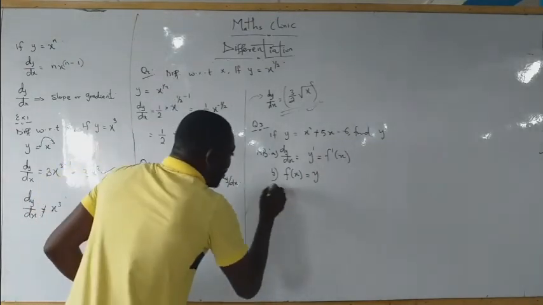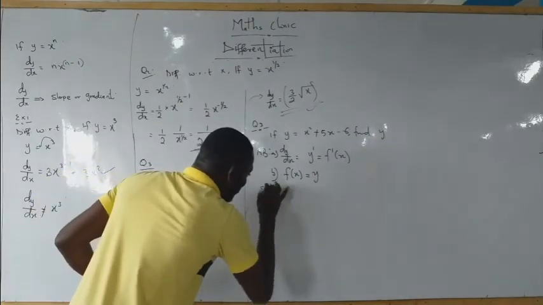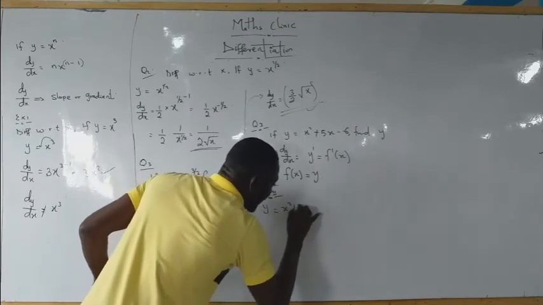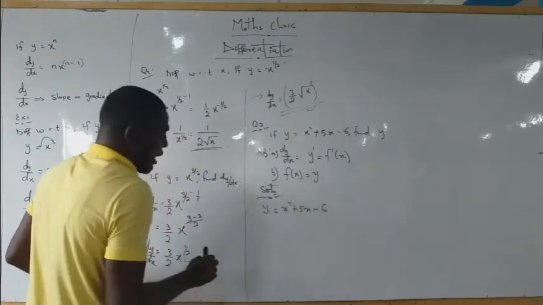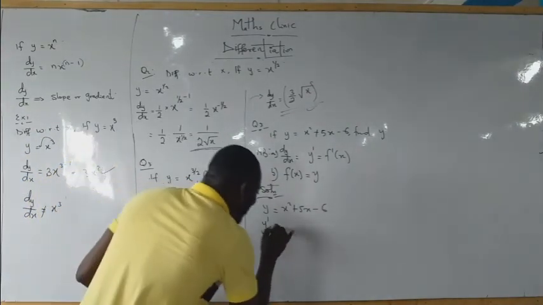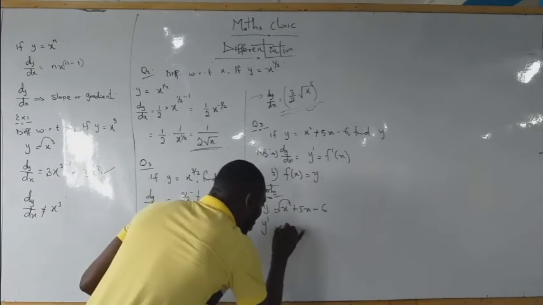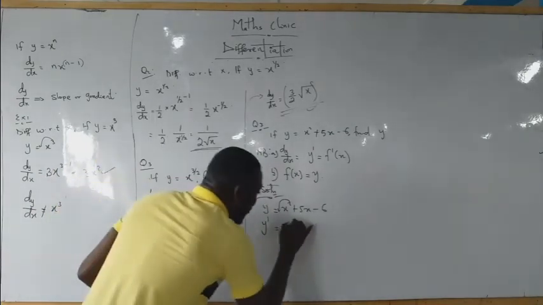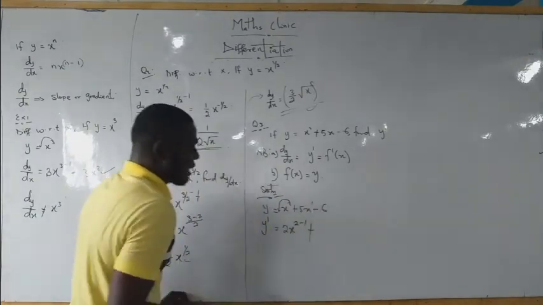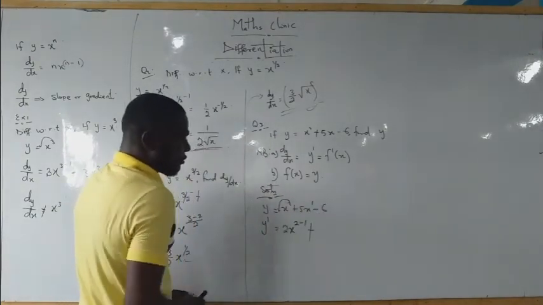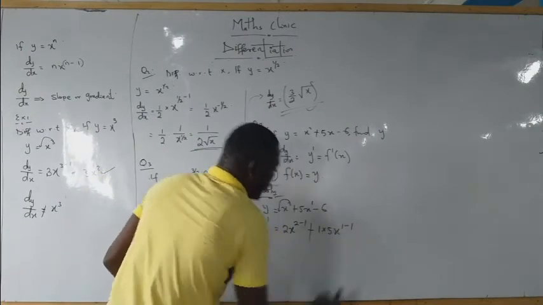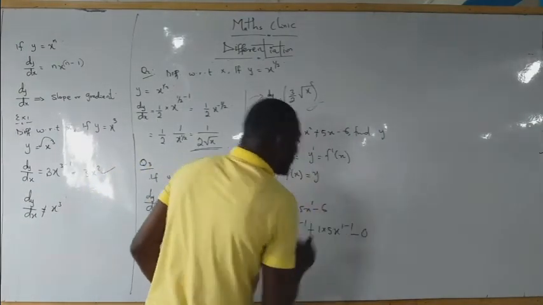So we have the solution: y equals x squared plus 5x minus 6. So we can have y prime, which is dy dx, equals, take this power to the front, that becomes 2x raised to power 2 minus 1, plus, what do you have there? 1 is the power of x. That becomes 1 times 5, x raised to power 1 minus 1, minus 0.